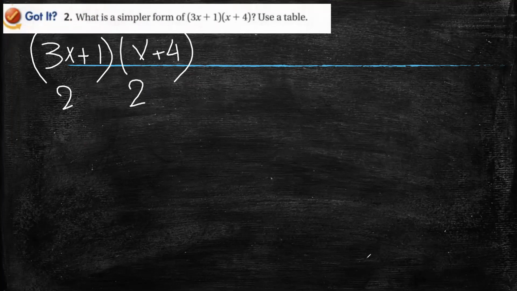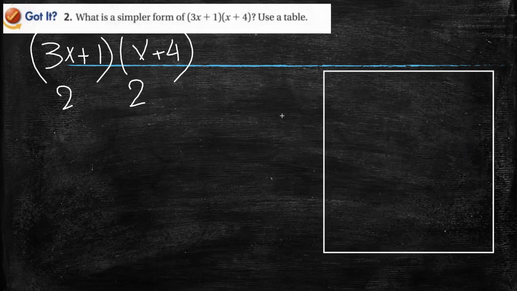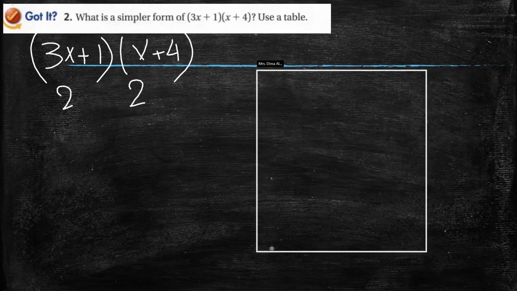So I need now to draw a table. This table now has how many rows? 2, because it's 2 by 2. Yeah, I will make it now as 2 by 2. This is now the first step. Now the second step.